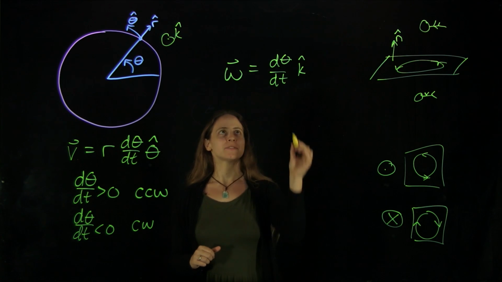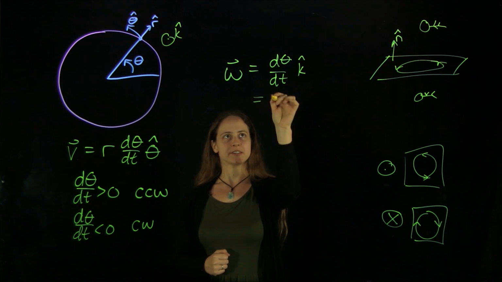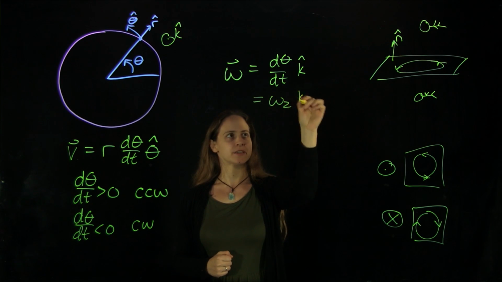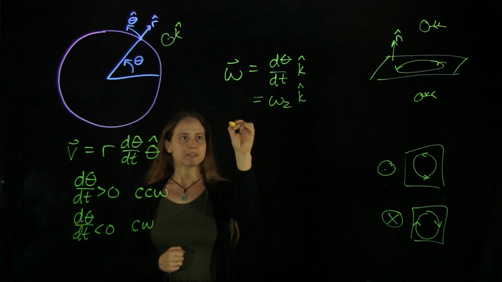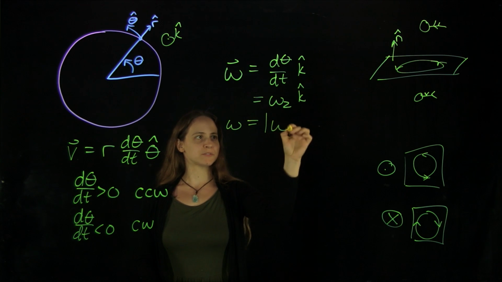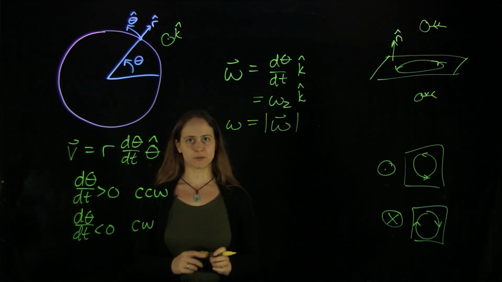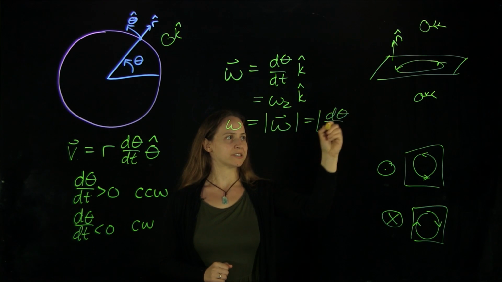So we can define the d theta dt to be the component of the angular velocity, omega z, because it's in the k hat direction. And we can also define the angular speed, which we write as just omega, as being the absolute value of this angular velocity omega. So that is, in other words, it's just the absolute value of d theta dt.